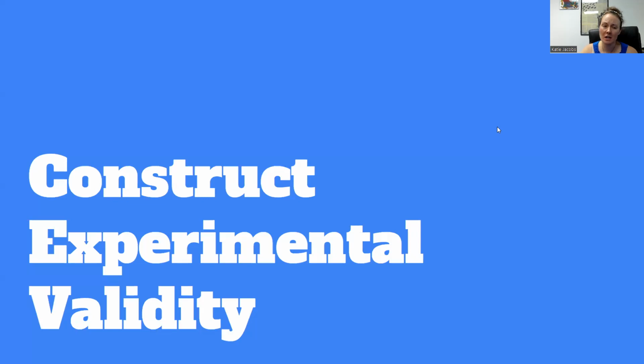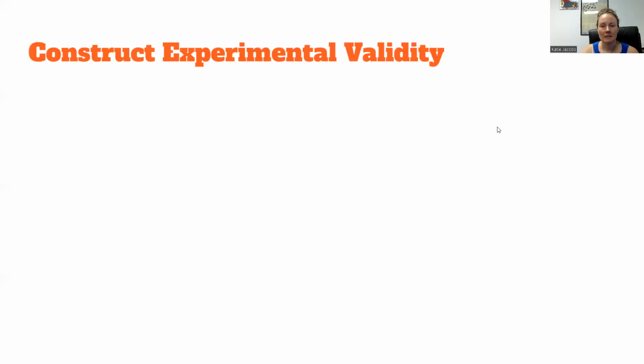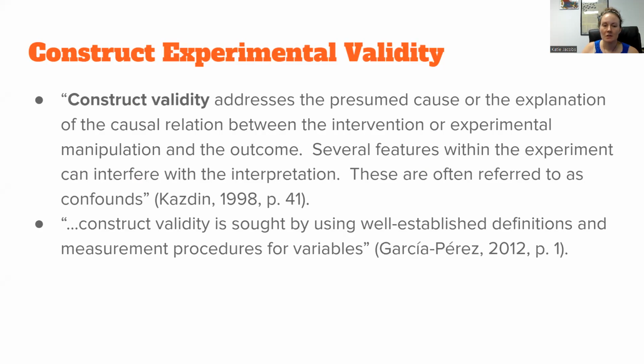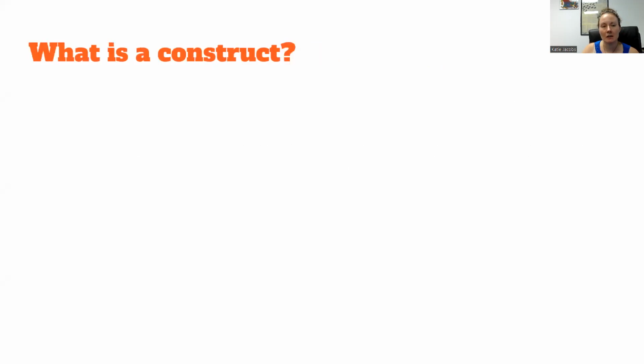All right, so construct experimental validity. This addresses the presumed cause or the explanation of the causal relation between the intervention or experimental manipulation and the outcome. So several features within the experiment can interfere with this interpretation, and we often call those confounding variables or confounds. So construct validity is sought by using well-established definitions and measurement procedures for variables. There's some other things that work as threats to construct validity, and we'll talk about those. But first, let's talk about what is a construct.